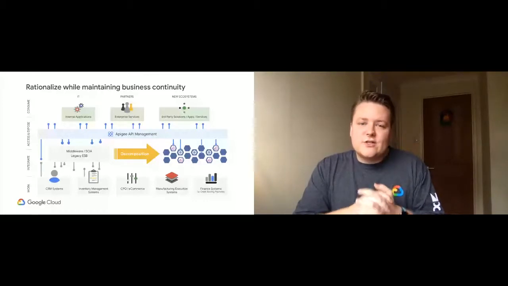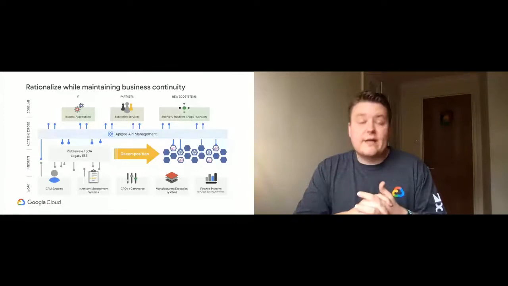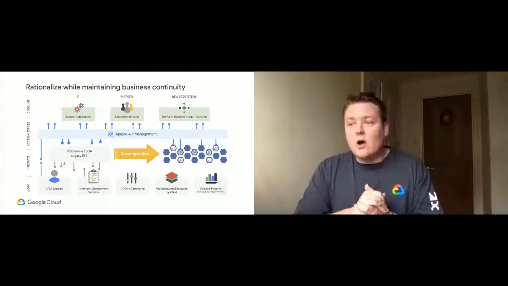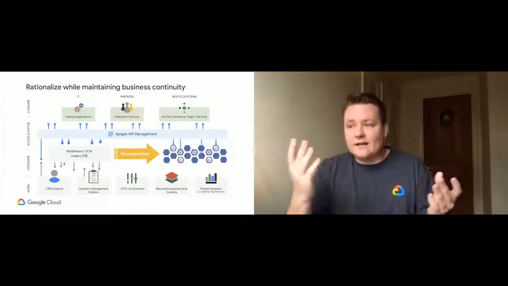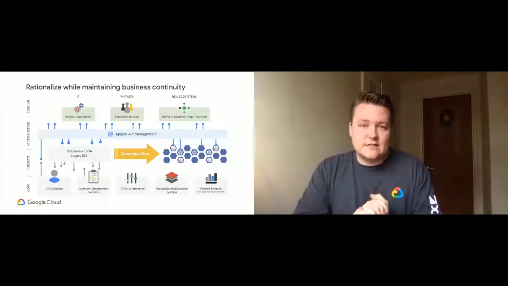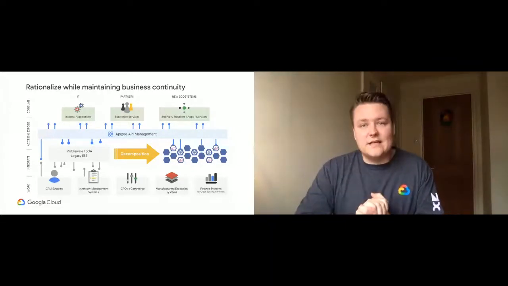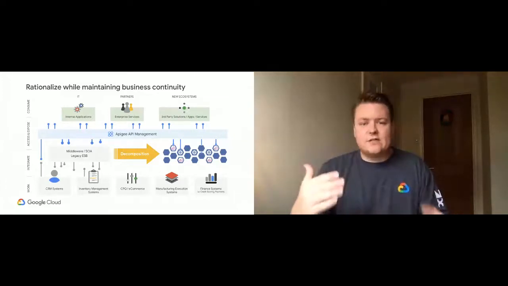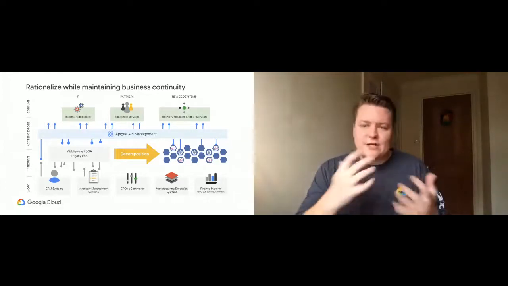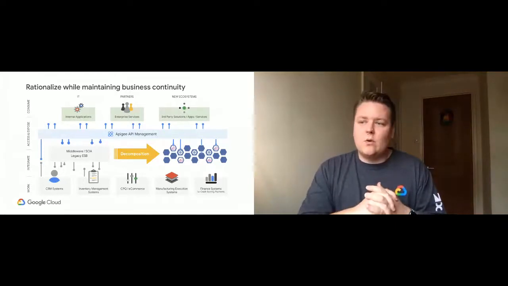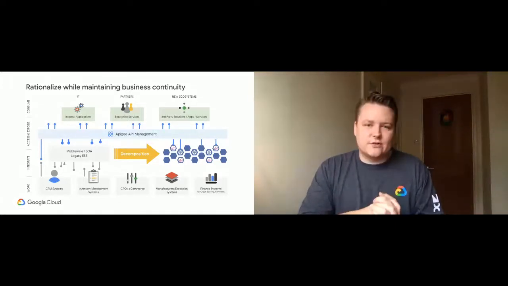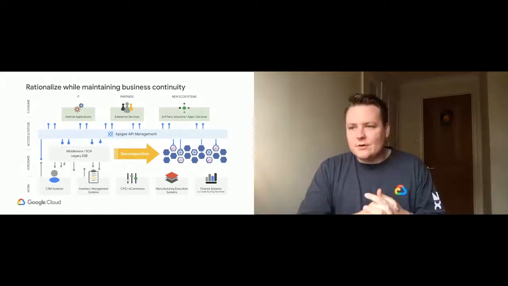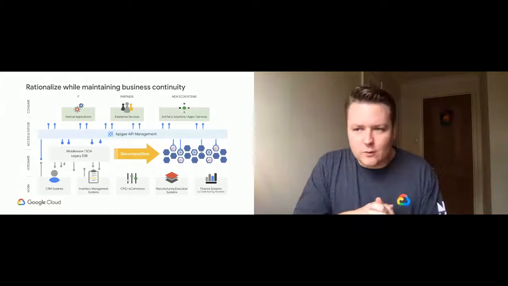Also, these services, these APIs, can then be easily externalized for regulatory reasons, such as PSD2, or to drive innovation by providing fintechs access to the services and data that they need or want. So Apigee API Management, as you see in this graphic, allows you to rationalize your IT infrastructure while maintaining business continuity. As such, APIs essentially become the enabler for all new products being built moving forward.